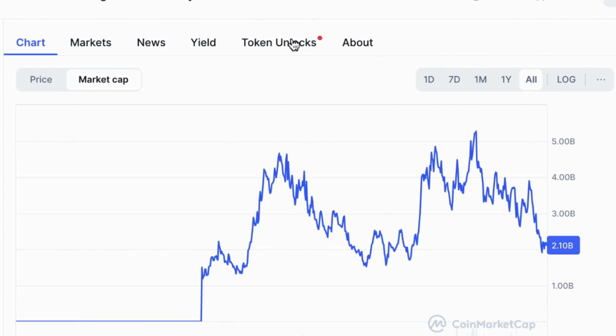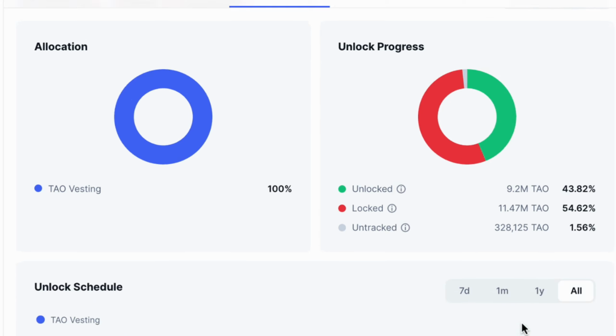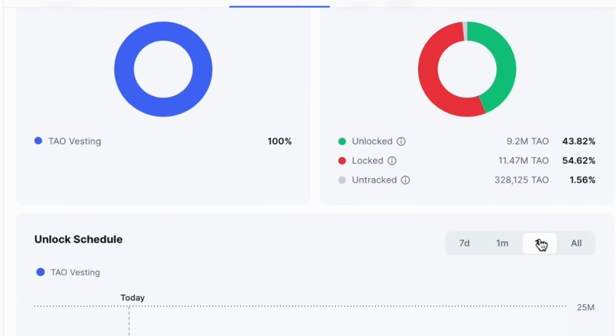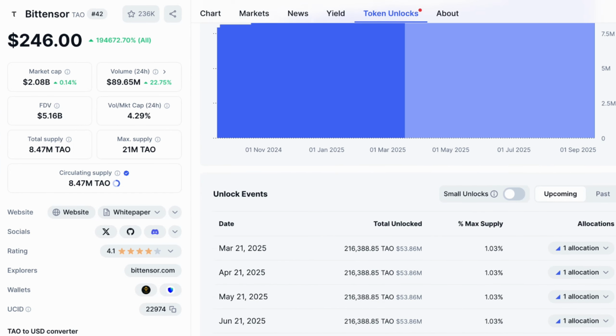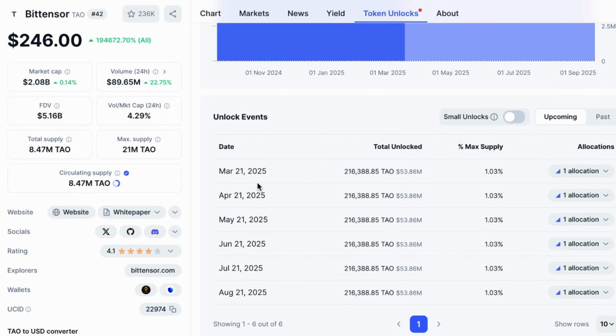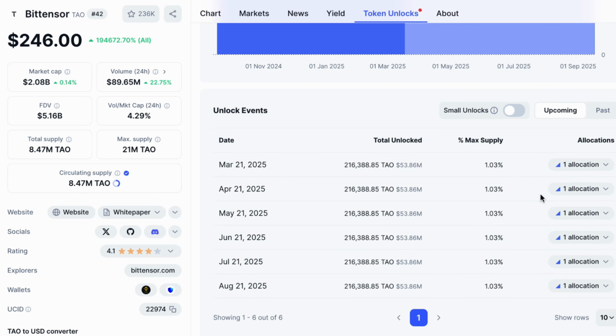So I want to check out token unlock, and I'm just going to play around with the next 1 year. You can see what is circulating right now is around 8.47 million. If you scroll down right here, it gives you the unlock schedule. Over here you can see on March 21st, $53 million are going to get unlocked every month. So it seems like every 21st of the month, 1% of the supply gets unlocked, which is $53 million. That's actually crazy. I don't think I would want to be investing into this right now.